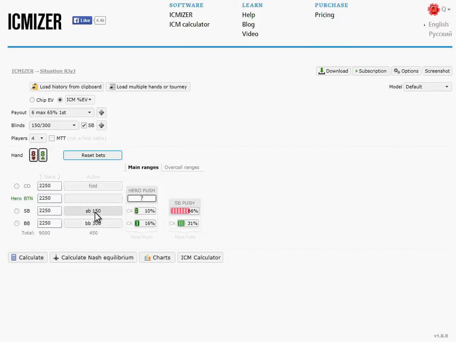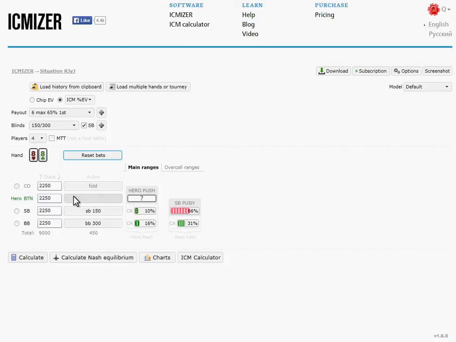When we push, a small blind could call. And then if he calls, big blind can overcall. If small blind doesn't call, then big blind will call. So here, when we push, small blind will call our push with 10% of hands. If he doesn't call, then the big blind will call our push with 16% of hands.